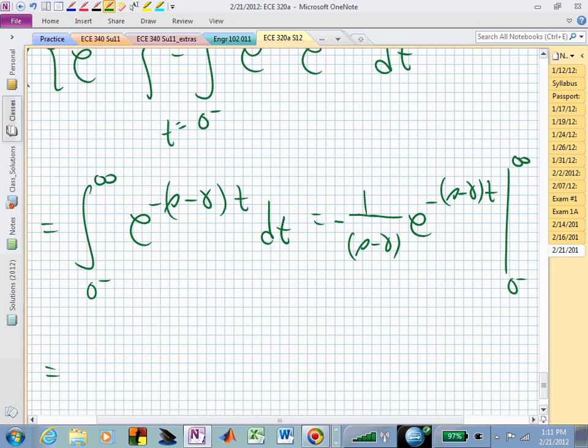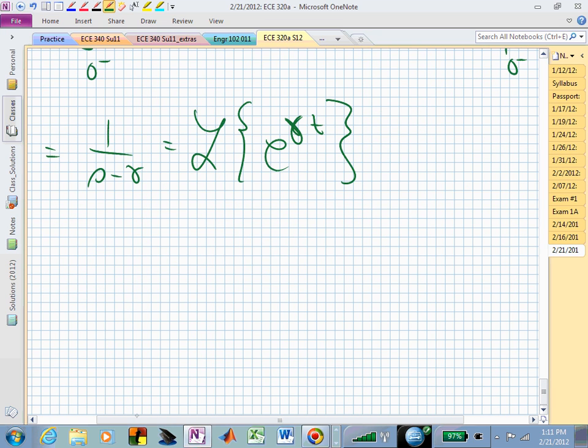What happens when t is infinity? We get 0, it's going to dominate everything, and now we have this minus a minus 1 over s minus gamma. That is what we were saying was the Laplace transform of this e to the gamma t.